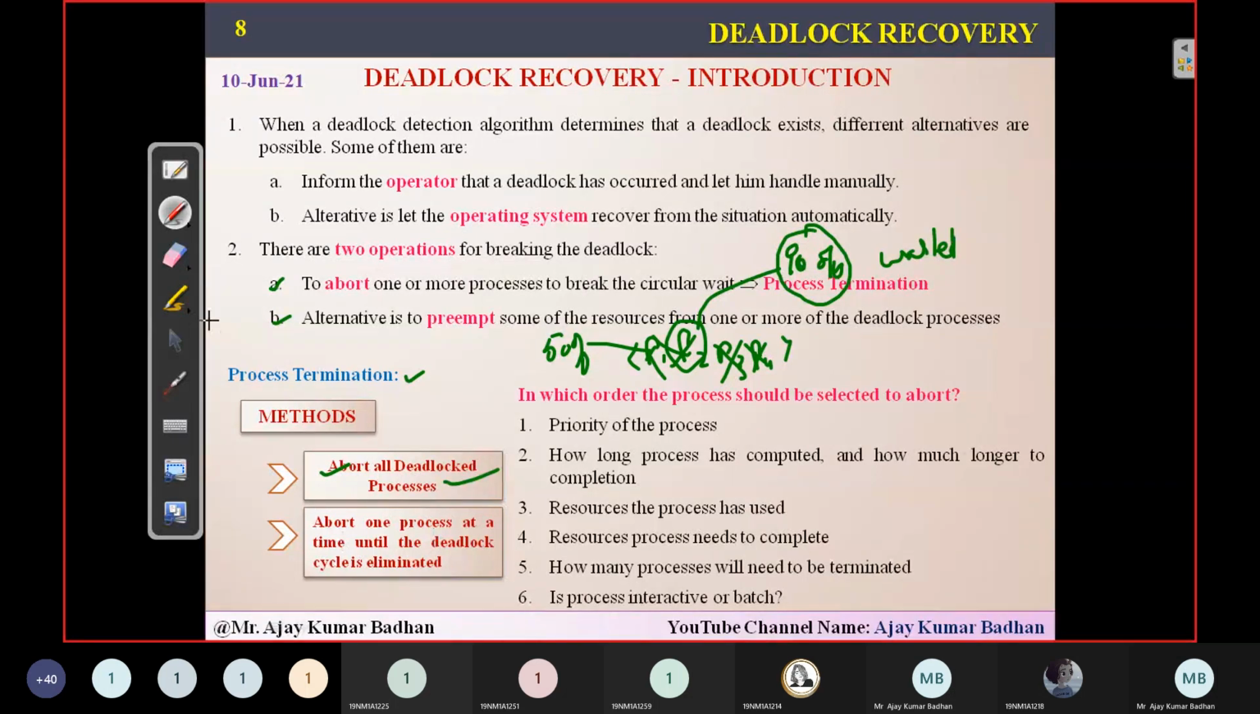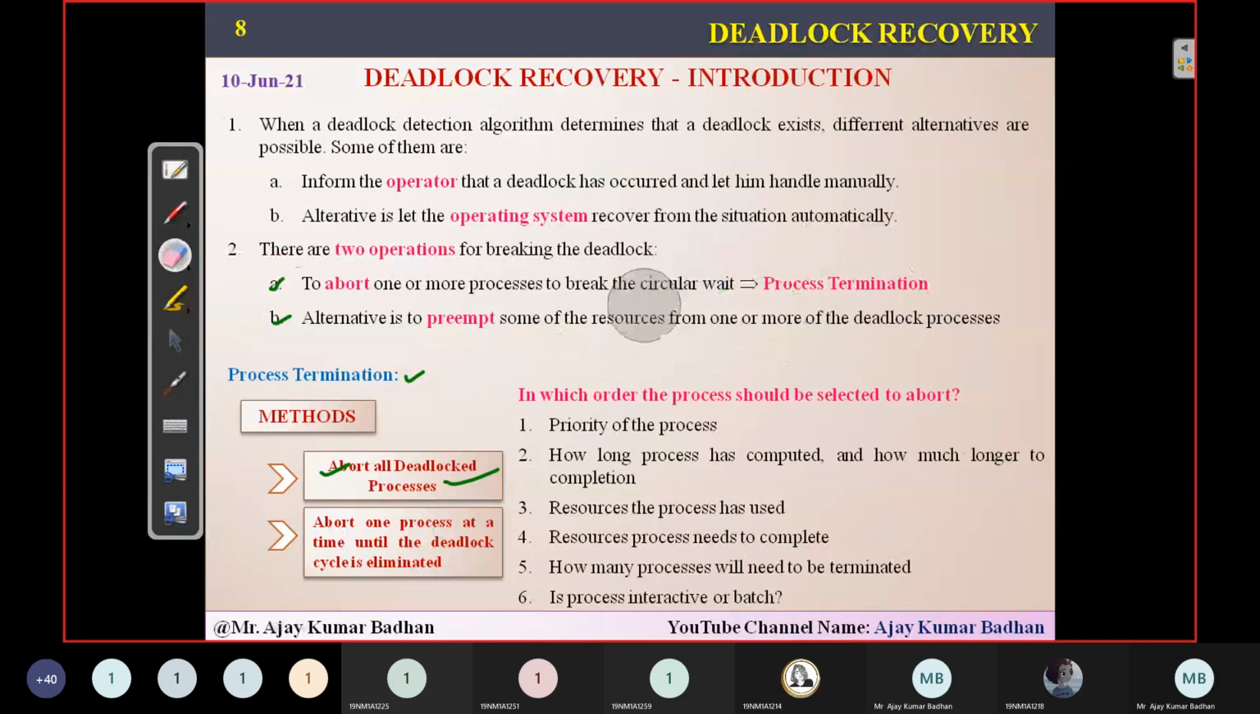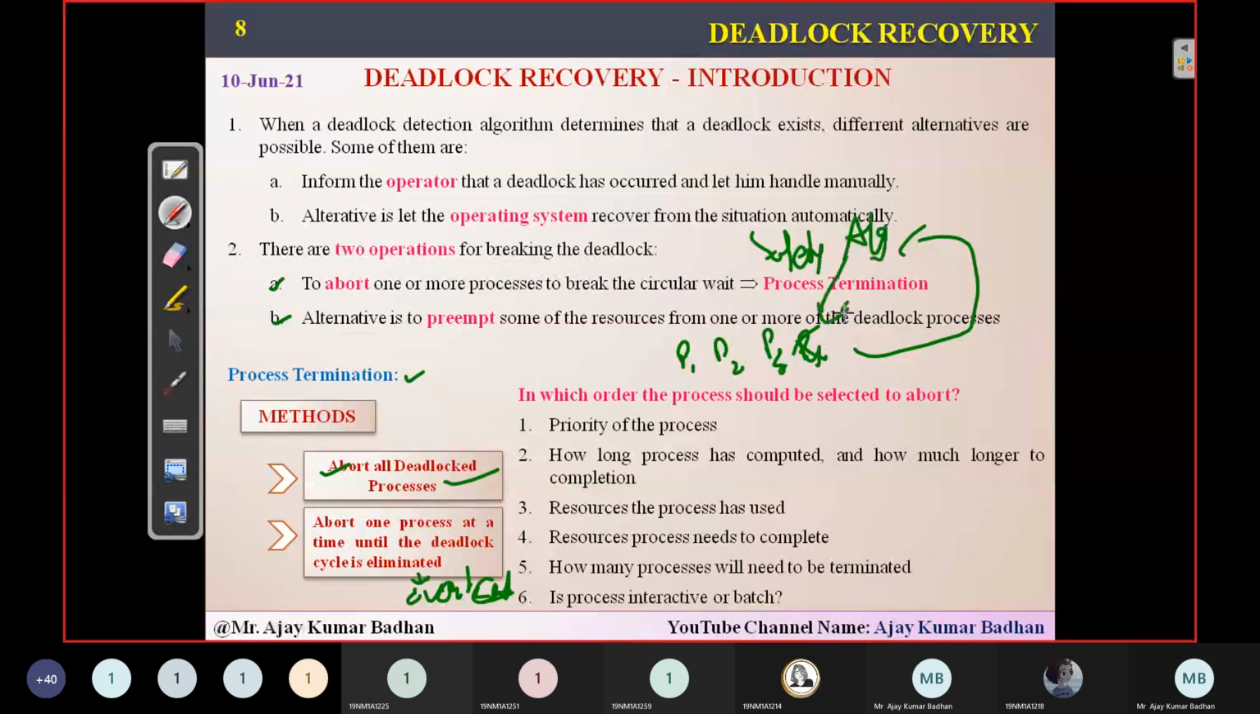Now, if you come to the second one, what is the second one? Aborting one process at a time. Here we have an overhead. Overhead is nothing but headache. What is the headache here? Whenever you're trying to remove one of the processes, suppose I have eliminated this particular process, I need to run a safety algorithm, as in deadlock avoidance, to see whether there is any deadlock situation or not. I have to run it. So suppose there is a deadlock situation.